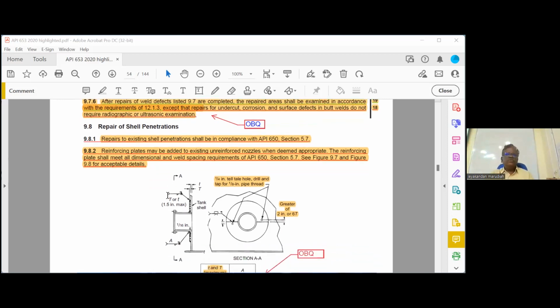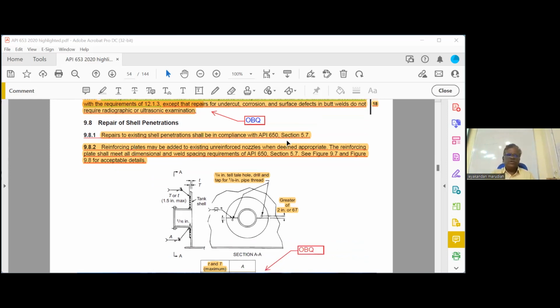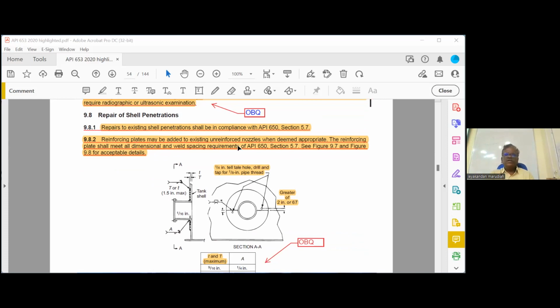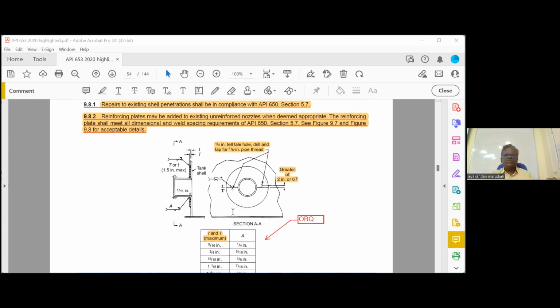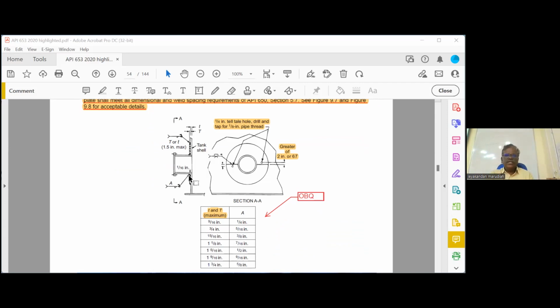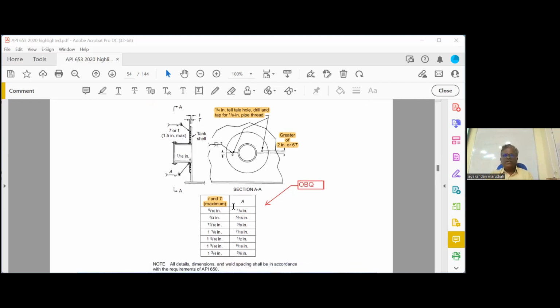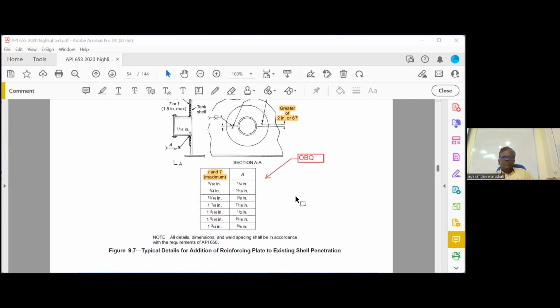Okay, repair to shell penetration. For repairs to existing shell penetration, API 650 we have to follow. Reinforcing might be added to an existing unreinforced nozzle when deemed appropriate. Suppose there is no reinforcement and you want reinforcement, you can add it. Then what should be the weld size when you're adding reinforcement? You can see fillet weld A. What is the A fillet weld? It is between the nozzle and the reinforcing plate. This table is open book. What should be the minimum fillet size based on small t and capital T? Small t is the shell thickness, capital T is the reinforcing plate thickness. That is open book.